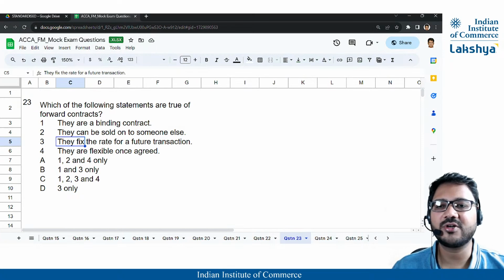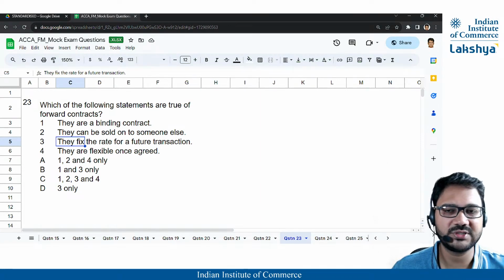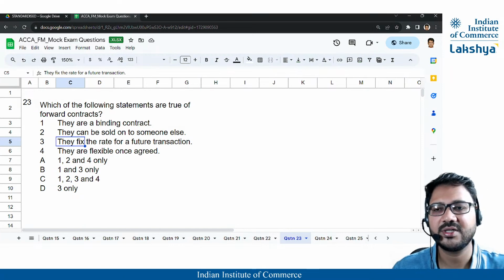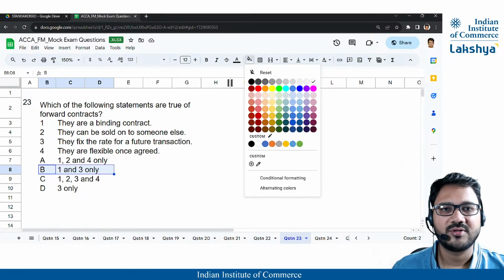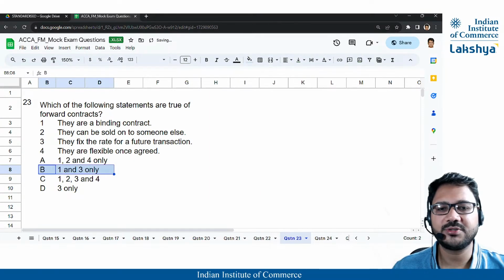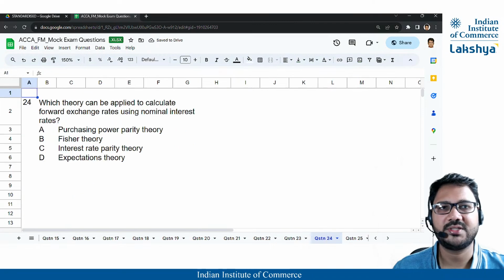They fix the rate for a future transaction. Yes, they fix a rate. Irrespective of whether there's an adverse or favorable movement, you will have to pay it on the locked-in rate. They are flexible once agreed. No, that is options, not forwards. So 1 and 3. So not A, it's B. So option B for question number 23.